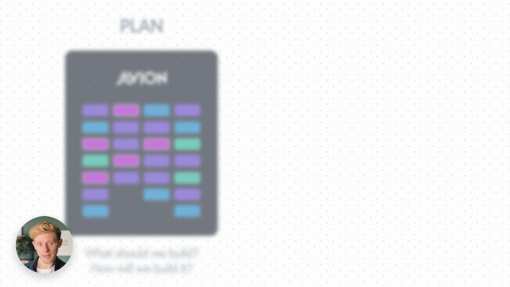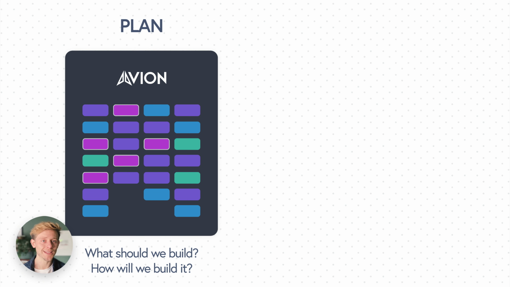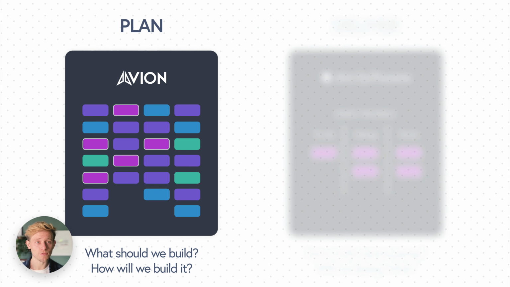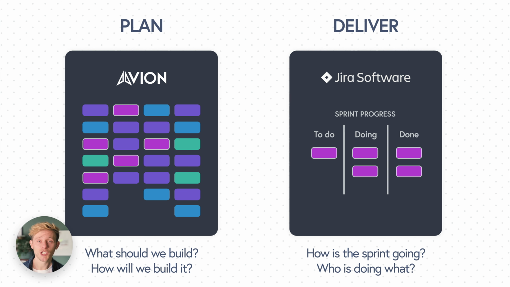Avion is your planning tool. It should hold the entire scope of your product, also known as your product backlog. Tools like Jira are perfect for delivery. Jira should be the home to your sprint backlog and work in progress. This is why when you create a story in Avion, we don't automatically just create that story in Jira. This is not an oversight.